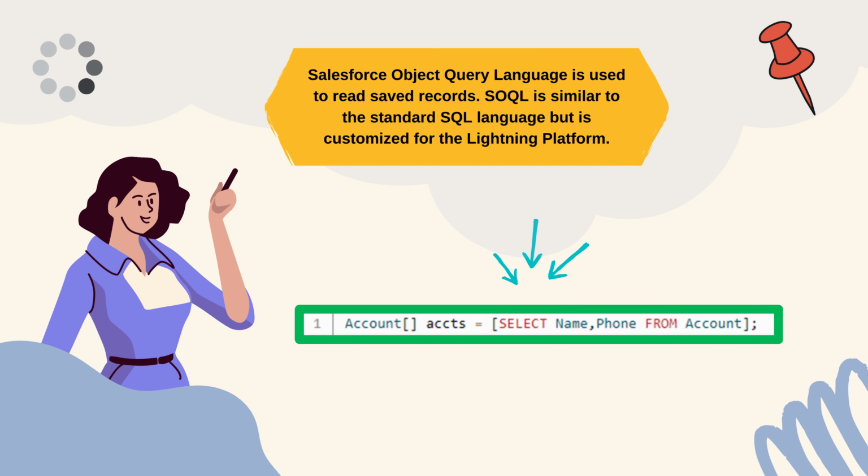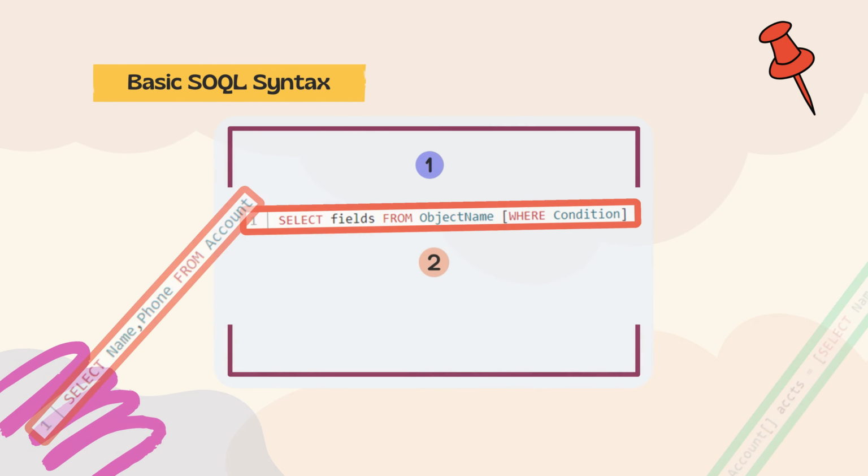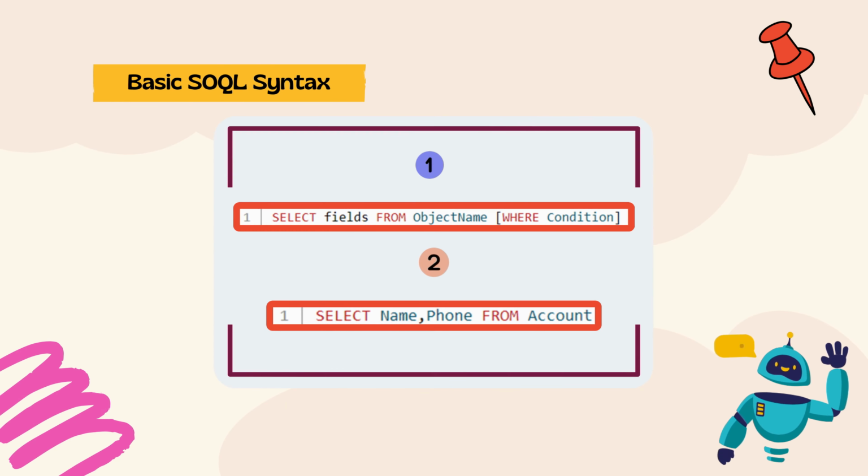Salesforce provides SOQL, a customized version of SQL for the Lightning platform. Thanks to Apex's direct access to Salesforce records, you can seamlessly embed SOQL queries in your code, referred to as inline SOQL. Writing a basic SOQL query involves selecting fields and specifying the object to retrieve records from. The where clause is optional, but let's start with a simple query retrieving accounts and their name and phone fields.